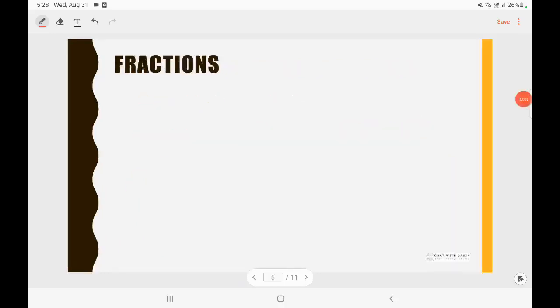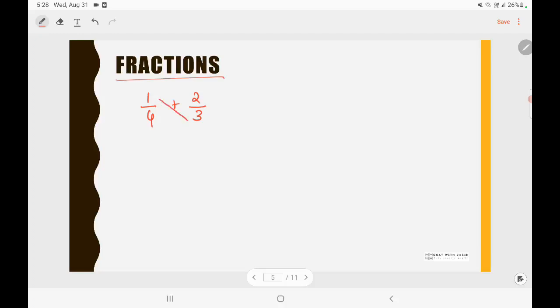Now let's move into the concept of fractions. I already told you about proper fractions, improper fractions and mixed fractions. Now let's move on to the operations on fractions. Let's say you need to add two fractions. For example, if you need to add 1 by 4 plus 2 by 3, what you need to do is cross multiplication.